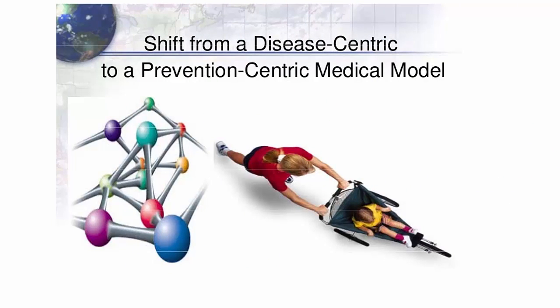Again, as we move to a longer lifespan, 10 years longer since 1945, we have an opportunity to shift from a disease-centric model, meaning we're trying to stop cancer, or we're going to try to stop AIDS, or we're going to try to stop acid rain. We can move to a more prevention-centric medical model.